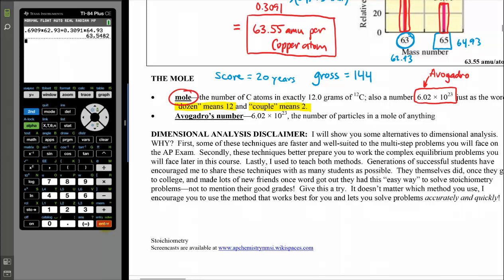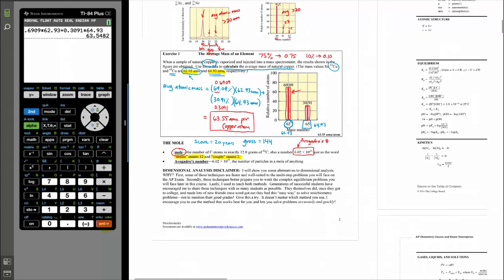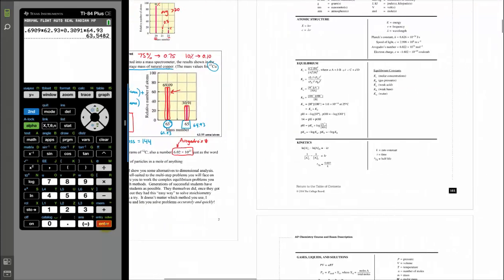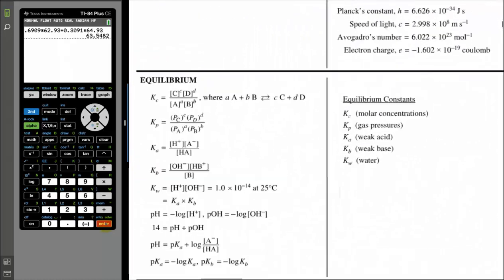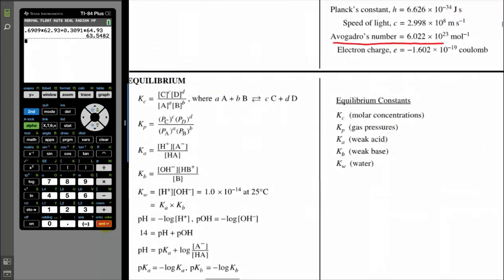But Avogadro's number is 6.02 times 10 to the 23rd. Now, you don't need to memorize that number. It's on your formula sheet. Okay, you've got an official AP formula sheet. Over here on the formula sheet, Avogadro's number is listed right up here. 6.02 times 10 to the 23rd per mole. Okay, is what that means. Per mole. And mole is abbreviated as MOL, so that's not a typo, that's just the short version.